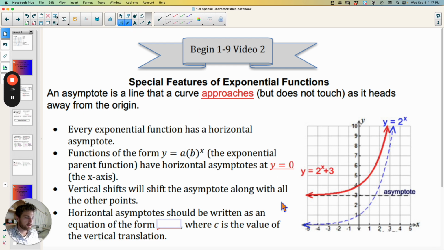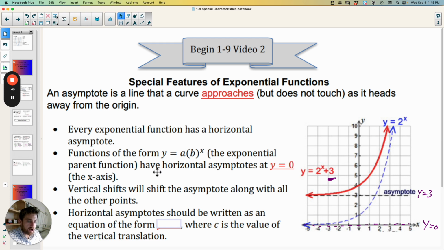Hold on, let me fix that. So this would be the horizontal asymptote, and the equation is y is equal to 0. It's a horizontal line. The equation for this other one happened to be y is equal to 3. And no, it is not a coincidence that this value here in the equation is the same as whatever the asymptote is. You just have to make sure you list it as an equation. Y equals.